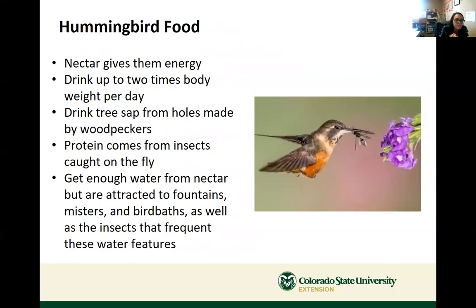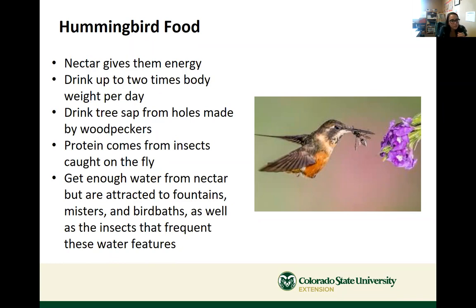So we talked about food a little already. The nectar gives them energy. They can drink up to 2 times their body weight per day, so they're drinking a lot of nectar. They'll drink sap from holes made by woodpeckers, and then their protein comes from insects that they catch on the fly.